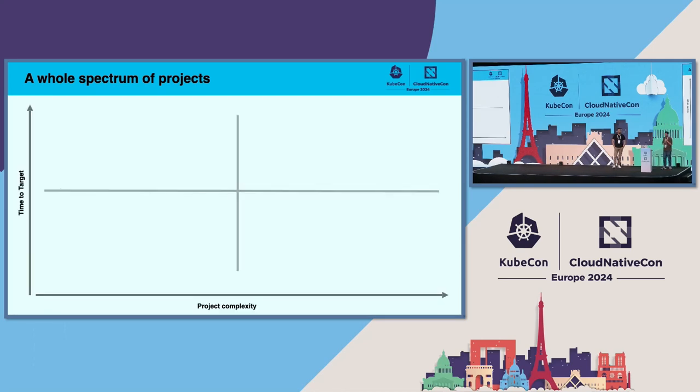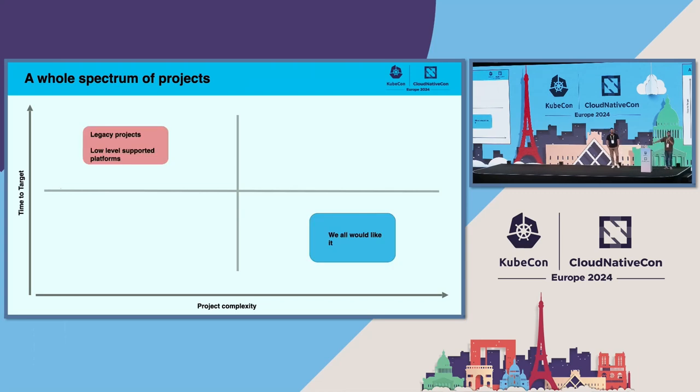So let's think about a project space, a two-dimensional project space, where we have on the x-axis the project complexity and on the y-axis the time to target. And we can divide it into four quadrants, of course. The bottom right corner, we would all like to be there, but that's just utopia, because the more complex the project is, the more time it will usually require to get to the target. But it's really easy to fall in the top left corner. Maybe you have something very easy, very fast, that you would expect you can deliver in a few days. But it doesn't happen.